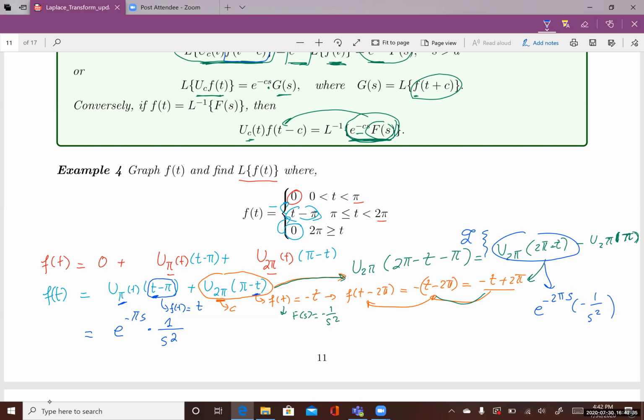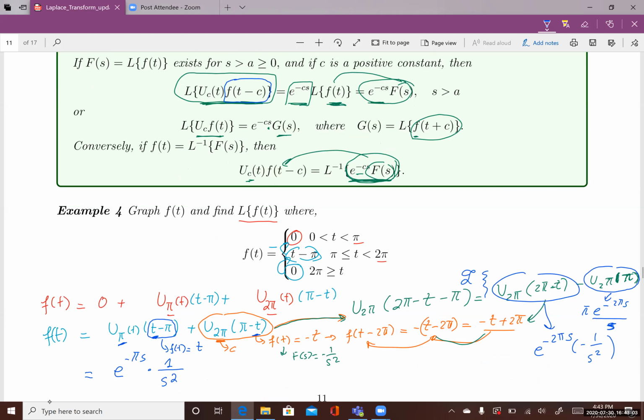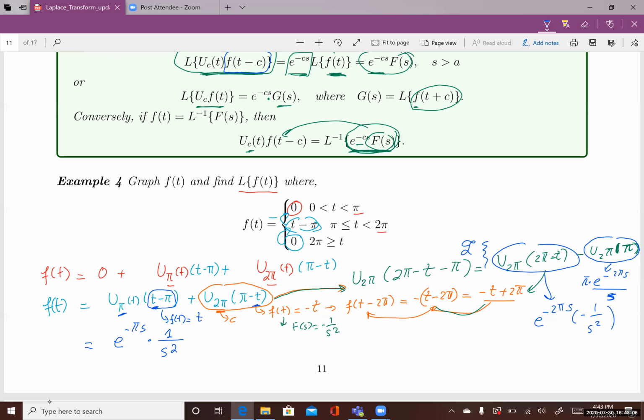And then the Laplace transform of this unit step function here, because pi is a constant, is just going to be pi e to the negative 2 pi s over s. Because the Laplace transform of the unit step function uc is just e to the negative cs divided by s. And I multiply by pi because you have pi here as a coefficient, right? So I found these 3 pieces here. This piece, this piece. And remember the negative sign, and I'm just going to combine all this together.